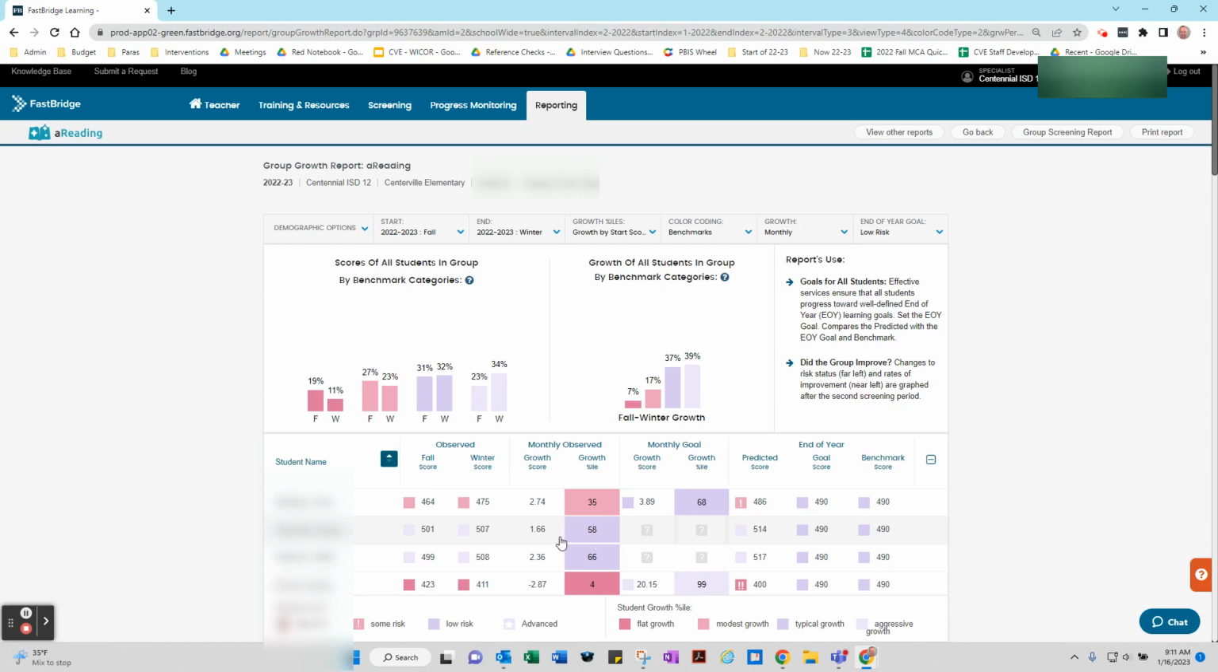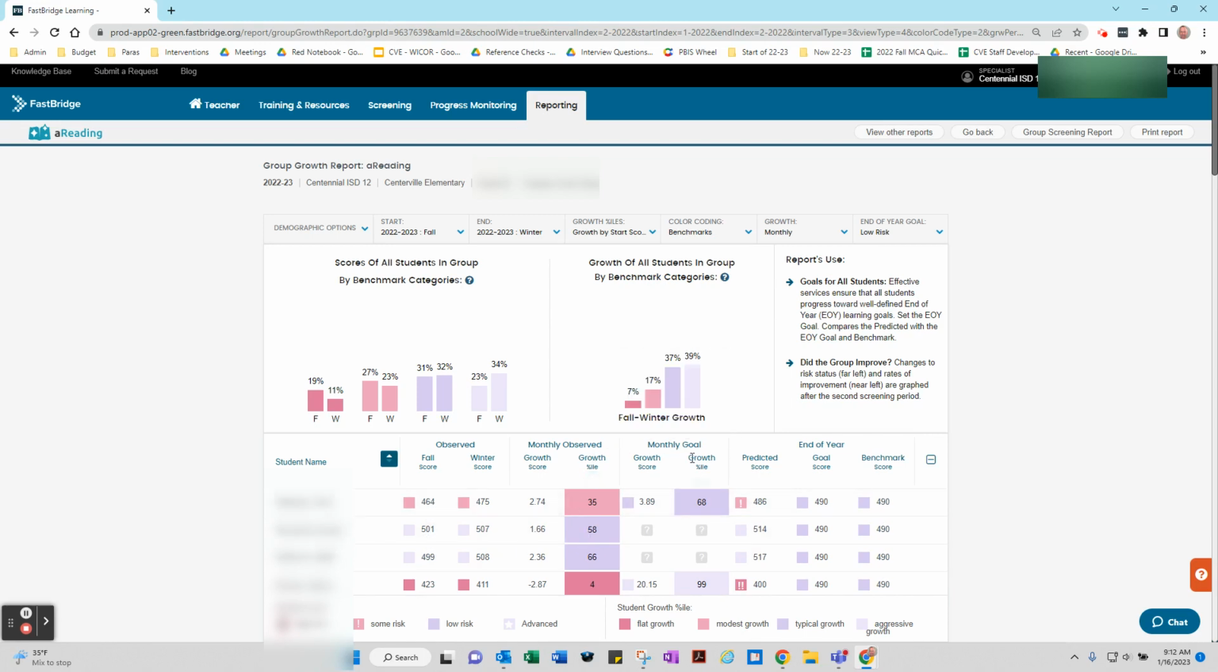Now you might say, well, that's kind of weird. This kid had 1.66 and they're getting typical growth. Well, this kid made 2.74 and they made modest growth. Remember, we're looking at specific start scores and where they landed. And so when it comes to specific start scores, that's why you might see greater growth at a lower level than you did at a higher level. But when you compare nationally, how did they do?